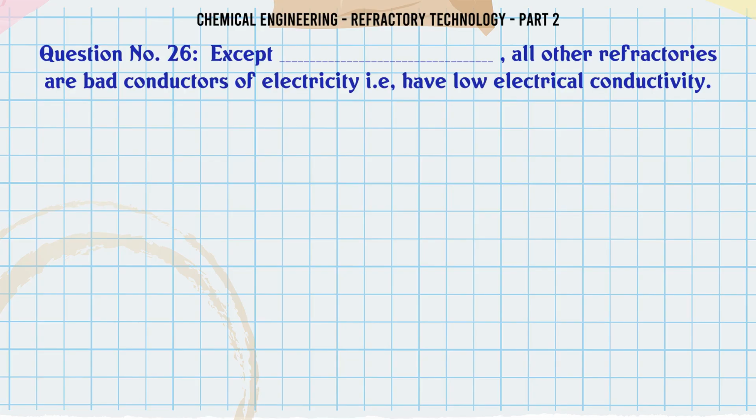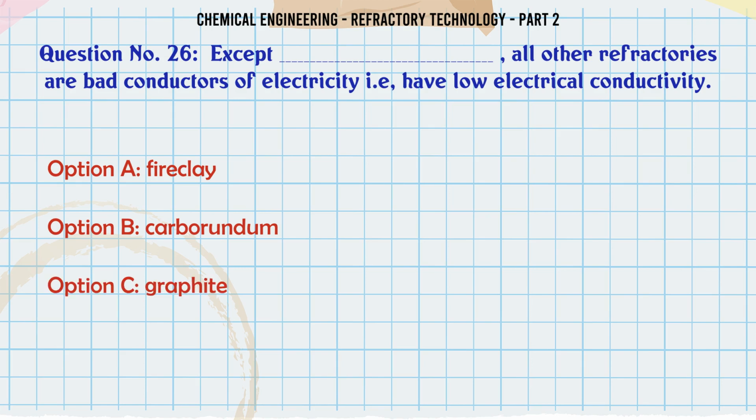Except all other refractories are bad conductors of electricity, i.e., have low electrical conductivity. A. Fireclay. B.